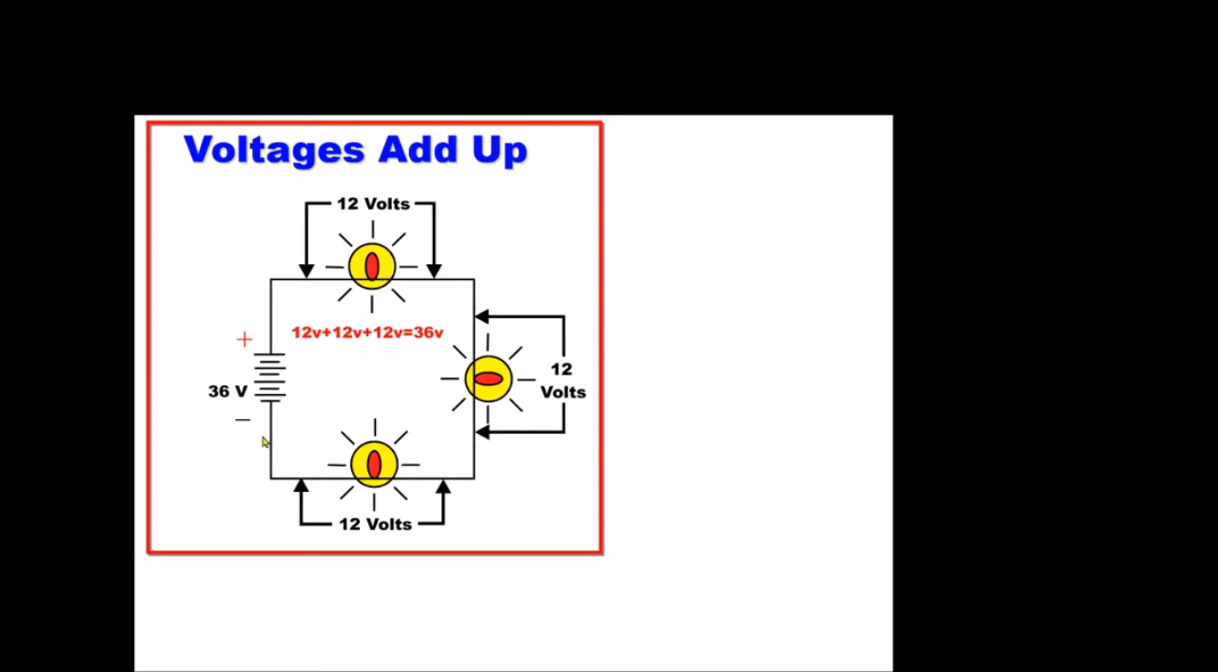Okay, we always want to measure through the circuit, not through the battery itself. So we're going to measure from here through the circuit to this point right here. That would be measuring the drop across this lamp and the drop across this lamp.